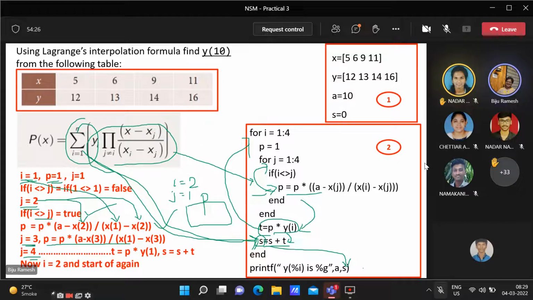Okay. So we are writing it here, y of percentage I, y of 10 is percentage G. Whatever you have found in this S will be displayed over here.